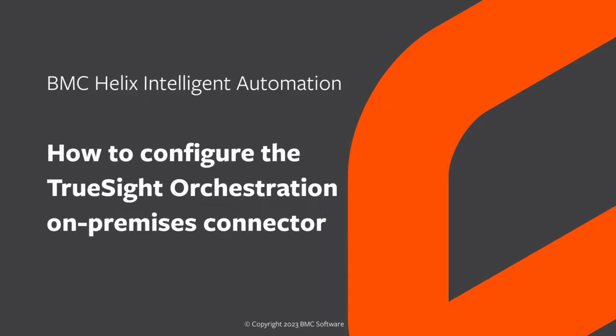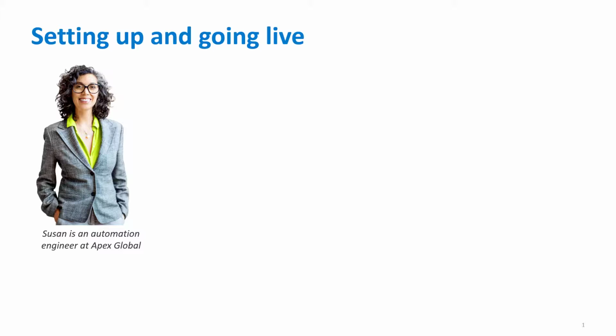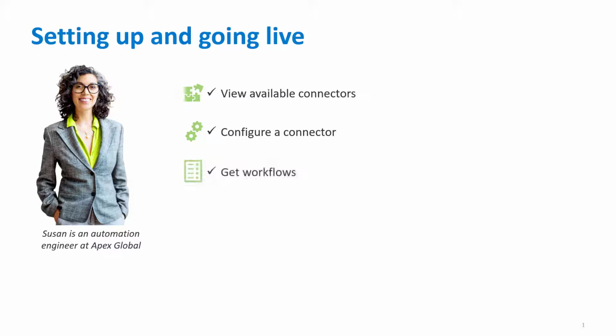Hi. In this video, we will learn how to configure a TrueSight Orchestration on-premises connector in BMC Helix Intelligent Automation. As an automation engineer performing day one activities, we first look at the list of available connectors. Then, we configure the connector provided for our automation tool. After the connection is set up, we get access to all automation workflows available as part of the automation tool. These workflows are then added as actions when we create automation policies to remediate issues.